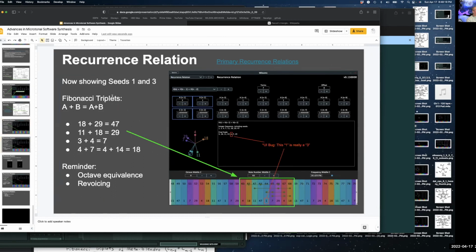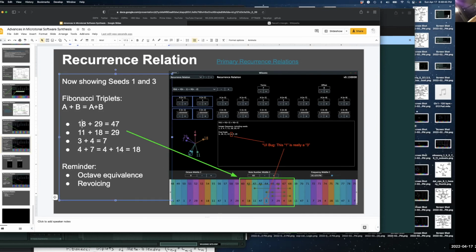Oh, and then this is proving that the reseeded sequence, those keyboard illustrations of proportional triads, also work, because those are totally different numbers. I have a UI bug where I have a microtone that's actually a 3, but the UI is displaying it as a 1, but it really is a 3. So that's what that's showing. But again, 18 + 29 = 47, and so on. It's all there. So this is just proving the math.